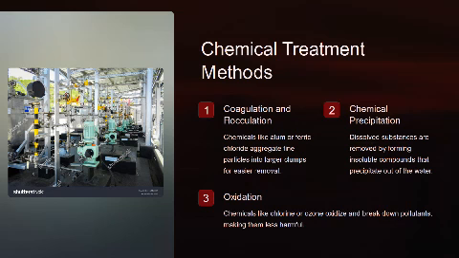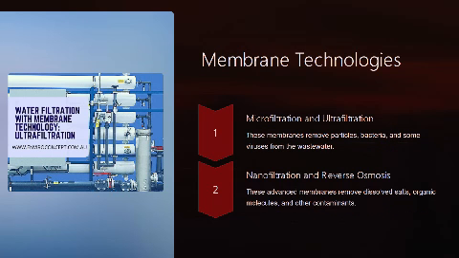Now, chemical treatment methods. So first of all, let's take a look at coagulation and flocculation. Excuse me once again if I butcher any word. Chemicals like alum or ferric chloride aggregate fine particles into larger clumps for easier removal. There is chemical precipitation, and that is dissolved substances are removed by forming insoluble compounds that precipitate out of the water. The third thing then is oxidation. Chemicals like chlorine or ozone oxidize and break down pollutants, making them less harmful.